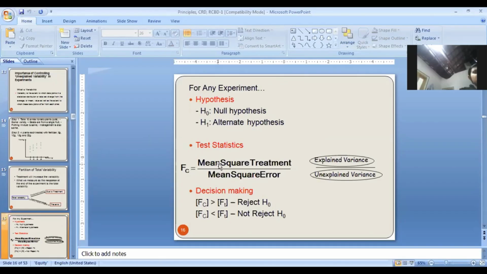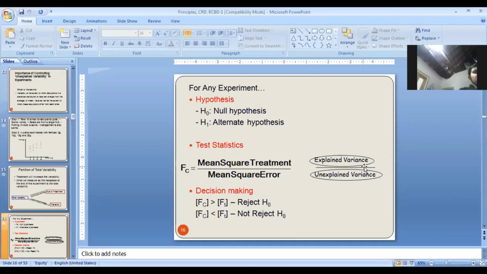This test statistic is actually the ratio of the mean square of treatment to the mean square of error. So that is why this is important, right? Mean square error is important because we always compare the variation of the treatment with the unexplained variation. That is how the comparison is always made.